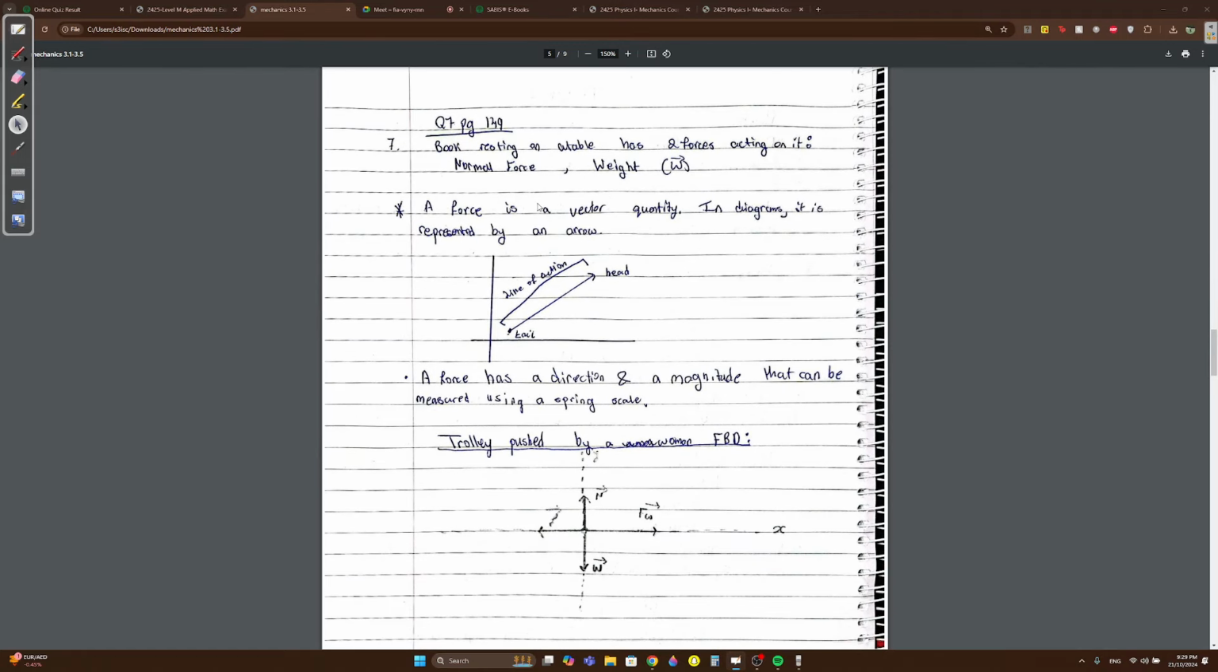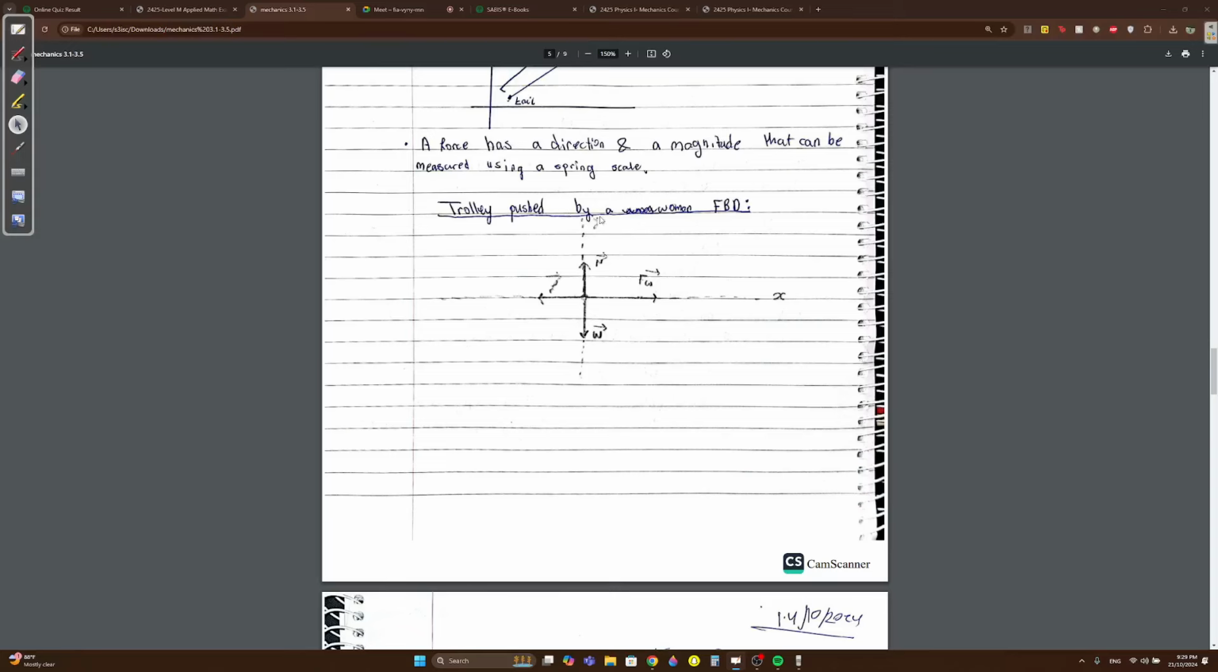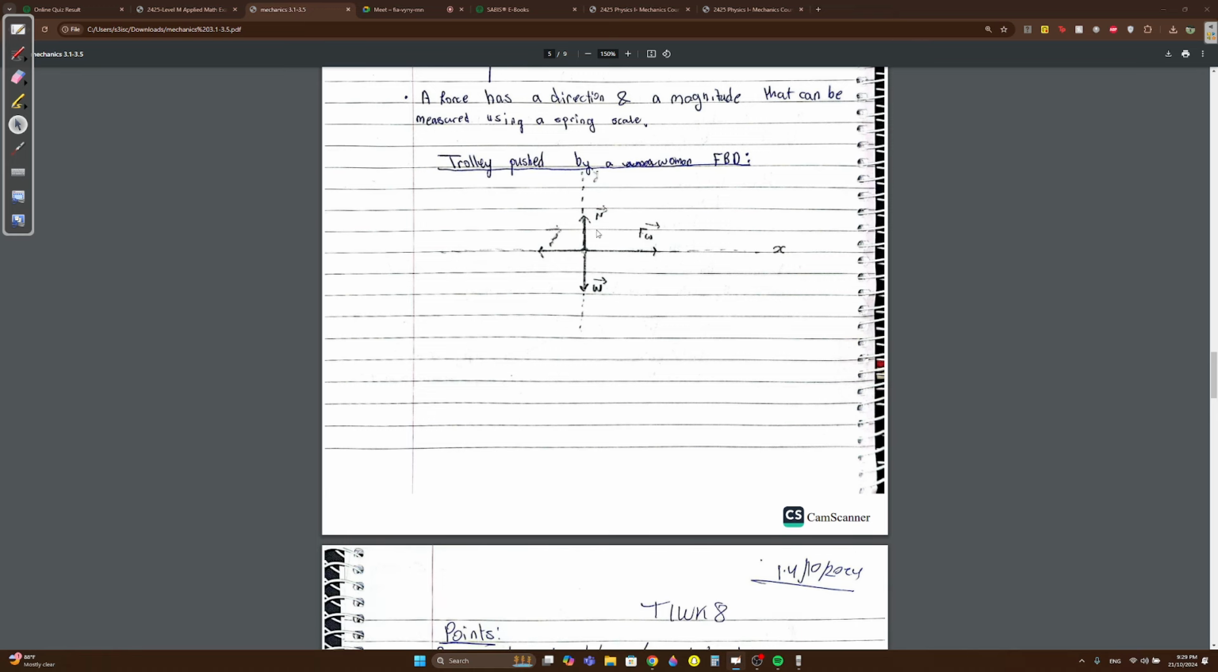A force is a vector. In diagrams, it's represented by an arrow, with a head and a tail. A force has a direction and magnitude that can be measured using a spring scale. Free body diagrams are very important. I don't think they asked them in the quiz, but you should know what a free body diagram is. Basically, you just draw all forces and the direction they're acting.